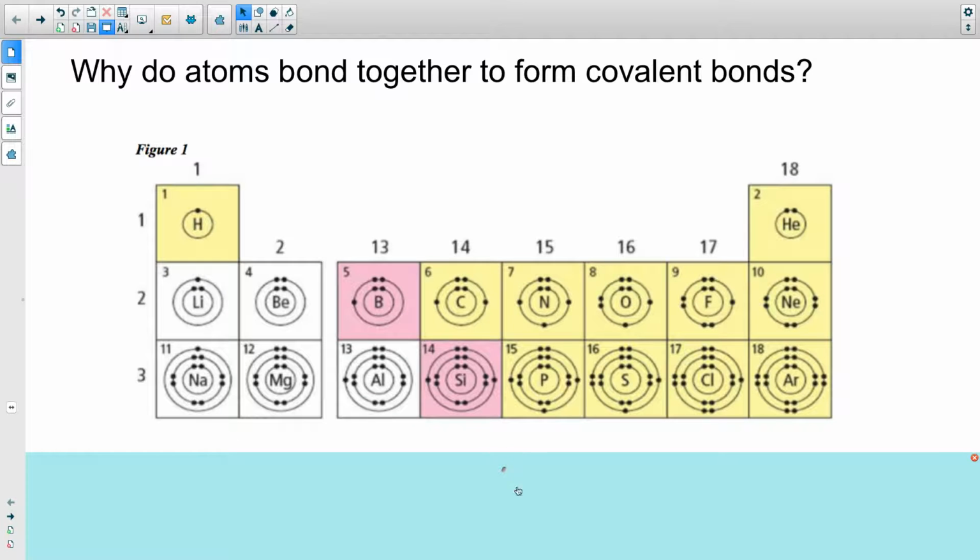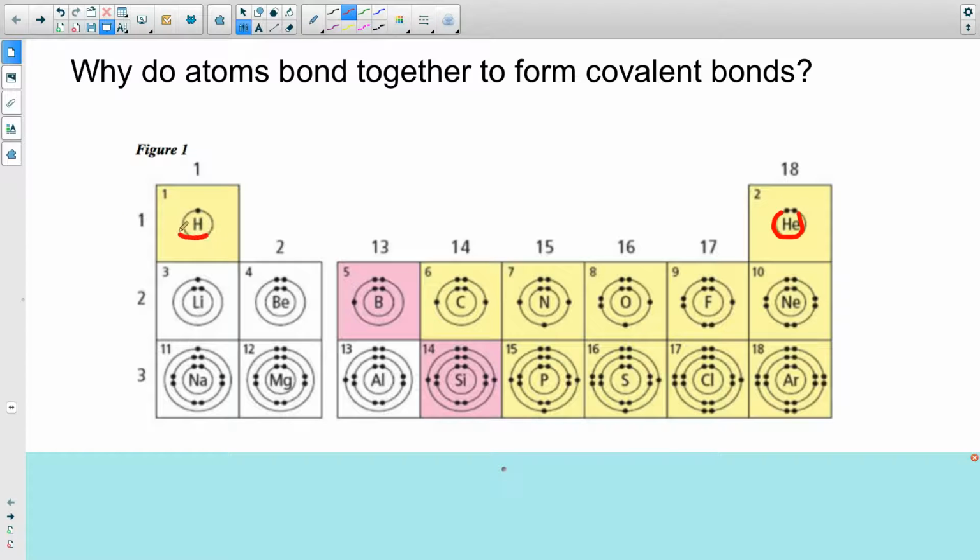And you may also recall from an assignment we did earlier that what atoms really want is to have full valence shells. And I guess we should review what a valence shell is. The valence shell is just the outermost electron shell for an atom. So for hydrogen and helium, which only have one electron shell, this is the valence shell.